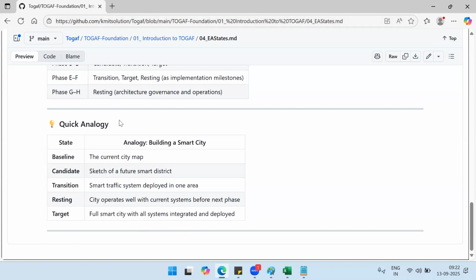So when you say current state, current system, are we referring to the transition state, or the resting state? No, the current baseline. Okay, baseline. Okay.